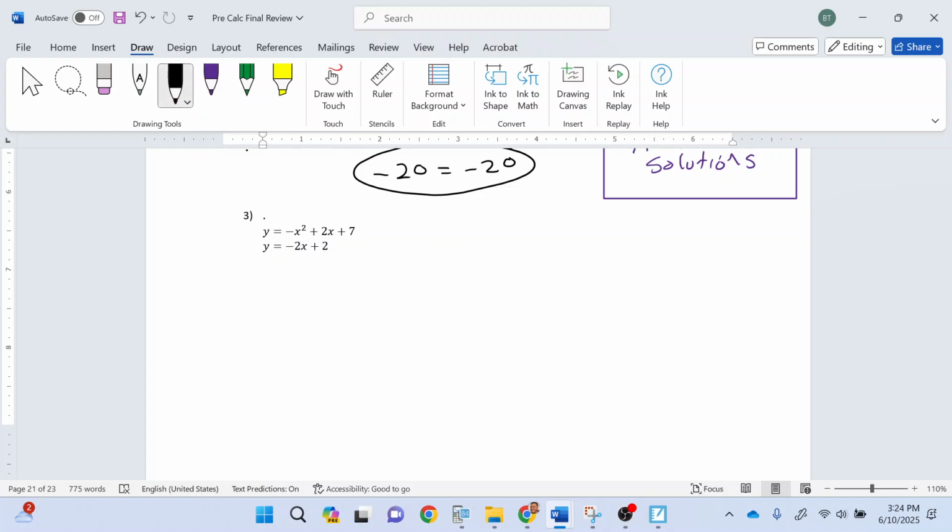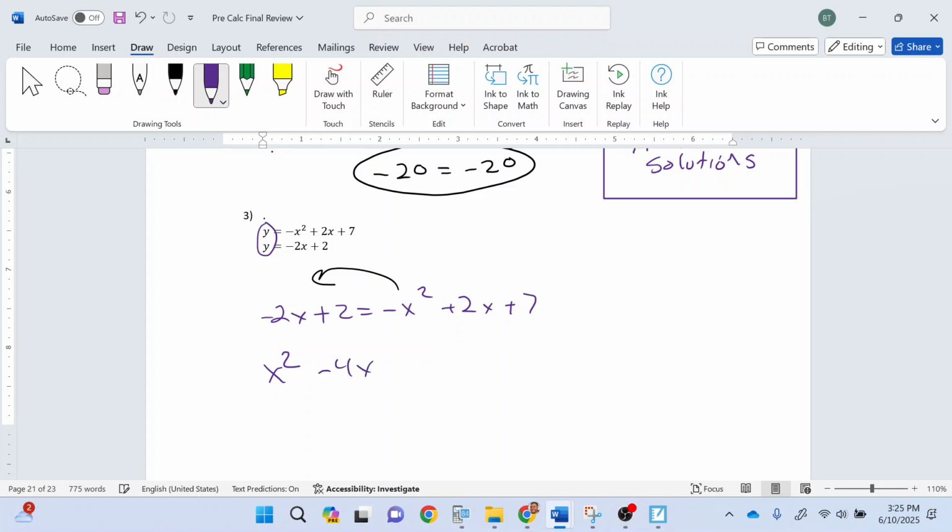Let's try this one. Again, we're going to do some substitution. This one is a little bit obvious because it's y and y. So I'm just going to set them equal to each other. So negative 2x plus 2 equals negative x squared plus 2x plus 7. For my safety, I'm going to bring the x's to this side so I can make a positive x squared. Or you can bring it to the right side. It doesn't matter. So x squared minus 4x minus 5 equals 0. Then over here, I'm going to find what multiplies to negative 5 and adds to negative 4. So x minus 5, x plus 1 equals 0. And then I'm going to split each one, so I get positive 5 and negative 1.